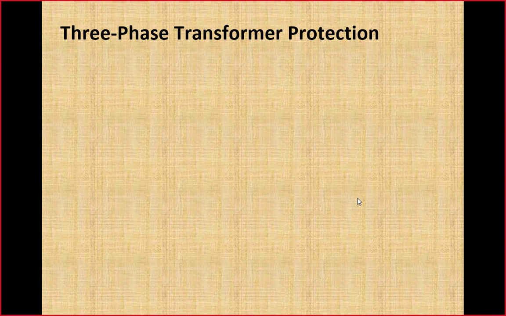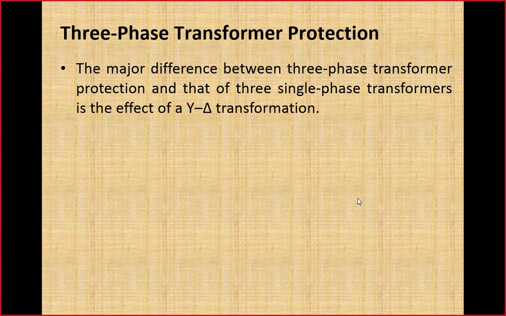But once we are using a single three-phase transformer and one of the two winding is connected in delta configuration, that is actually a challenging situation, because now two side currents not only have a magnitude difference but also have a phase difference. So due to this additional phase difference, we will have to undo this phase difference in order to apply differential protection or percentage differential protection to the transformer. So the major difference between three-phase transformer protection and that of three single-phase transformer is effect of Y-delta transformation.